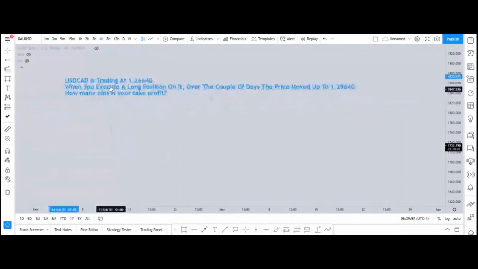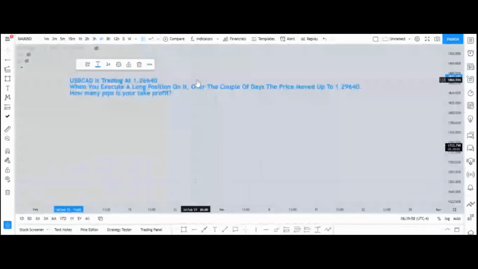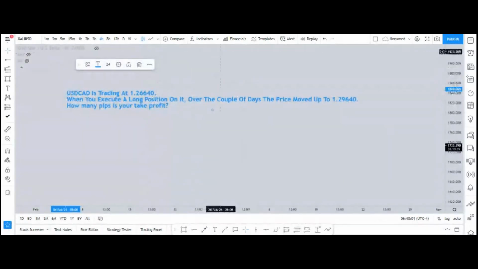Those that were on the previous class, I know they know this question. We've done it before, but how many pips is your take profit? Remember, it moved up to 1.29640. So 1.29640 is your take profit. But tell me, how many pips is your take profit value?